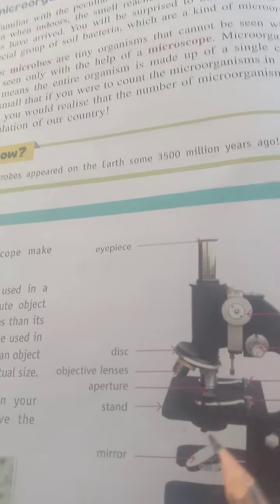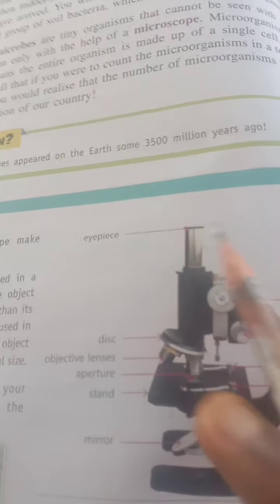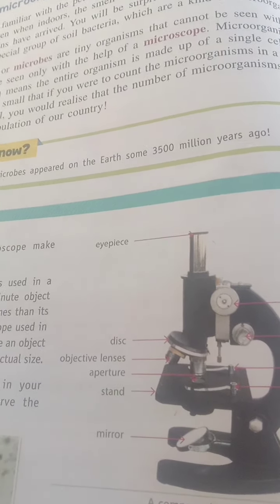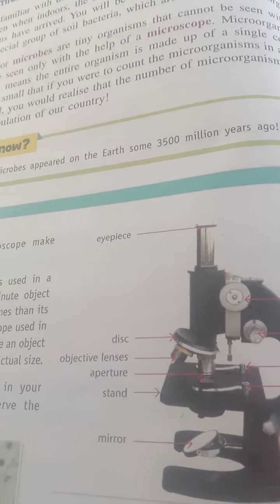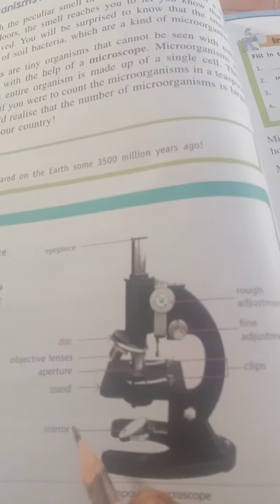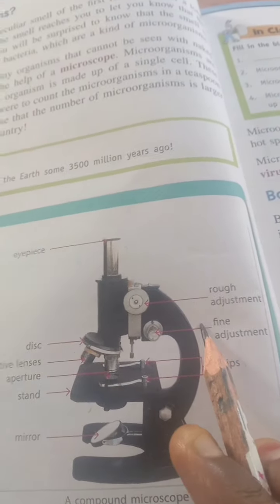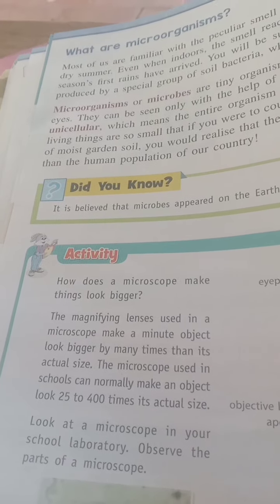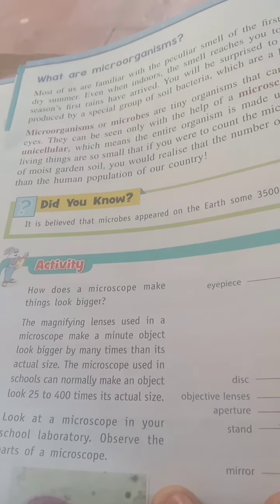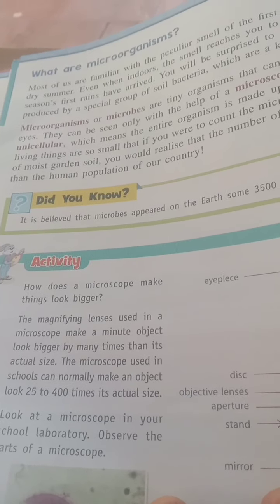The objective lens and eyepiece are lenses, and there is also a mirror. So we have to use lenses, a stand and clips, and the fine adjustment and coarse adjustment. This is the activity. Draw the microscope in your record note.